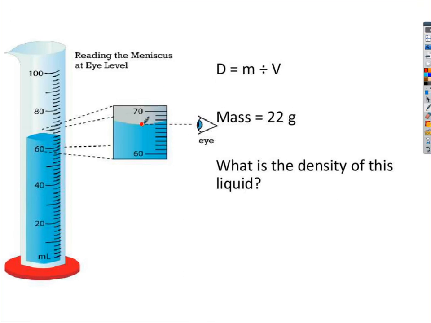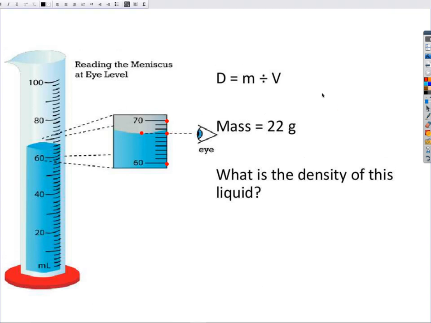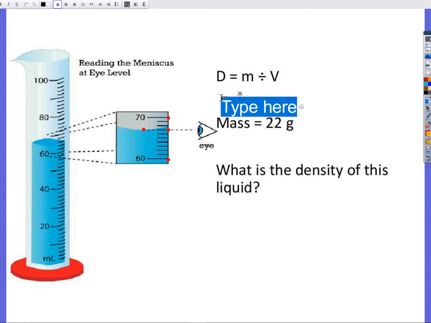And then you have to figure out your scale. So the bottom number is 60, the top number is 70. And you need to figure out what they're counting by. So it looks like they're counting by ones. If you count from the bottom, that's 61, 62, 63, 64, 65, 66, and 67, which means the volume is 67 milliliters. And then you can use that number to calculate your density.